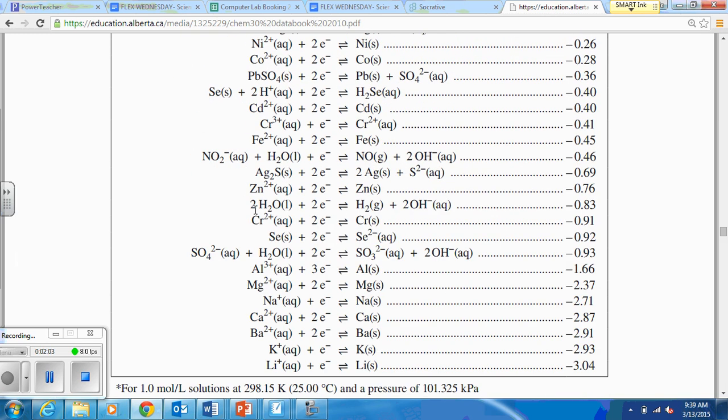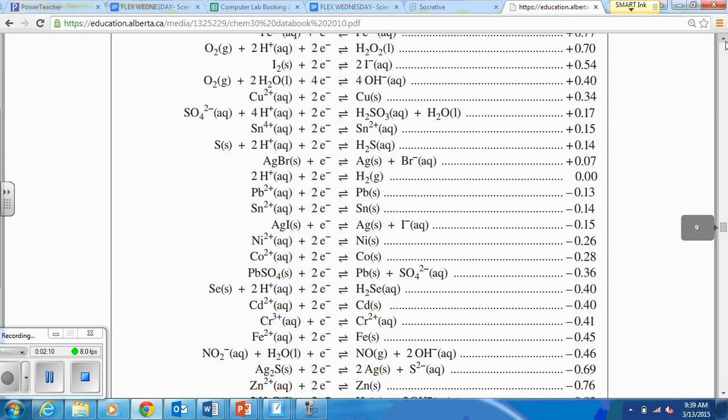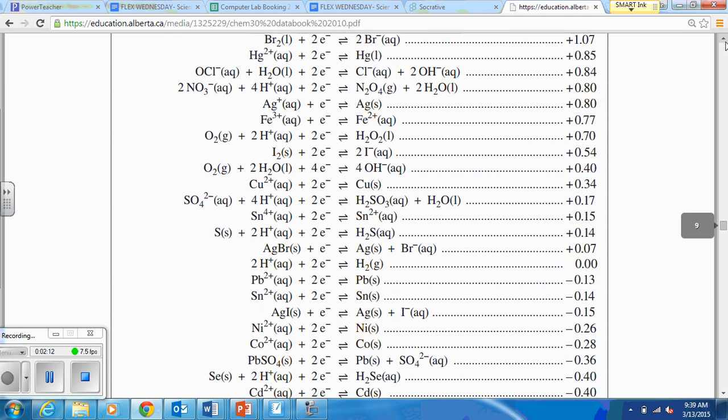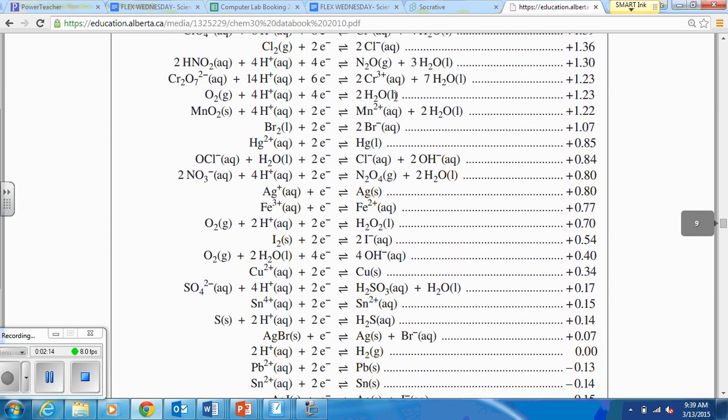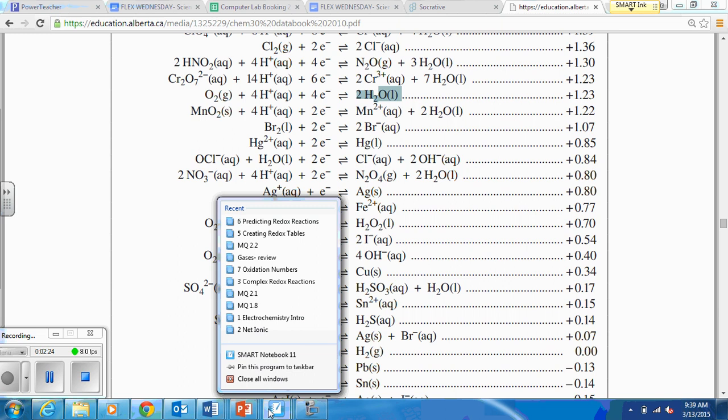We see water on both sides. So here I have H2O liquid as an OA, but if we scroll up, we'll find water as an RA. So there are certain entities that are able to gain or lose electrons. Those we have to consider OAs and RAs. So let's go back to our first example.